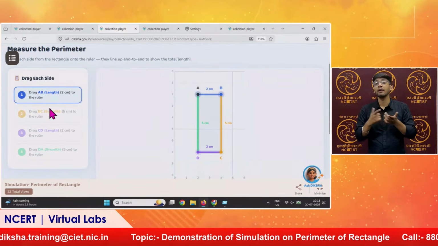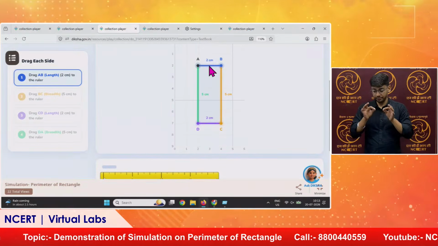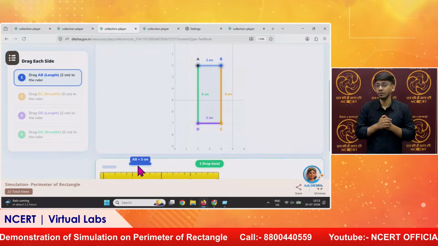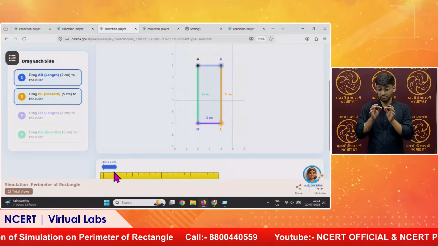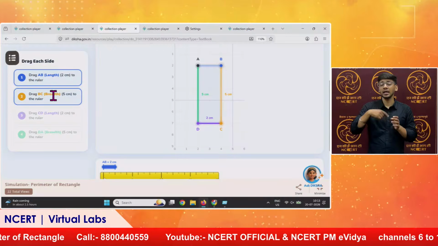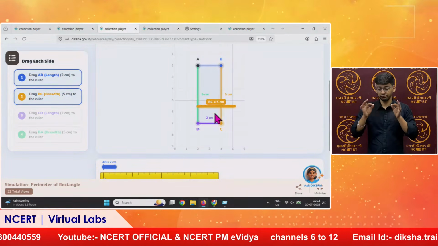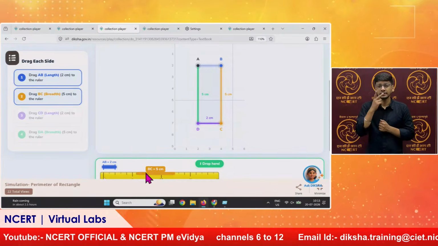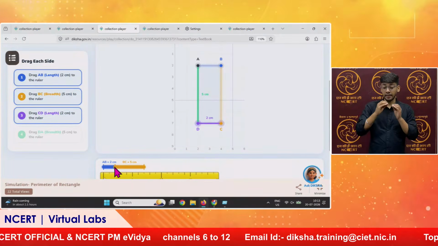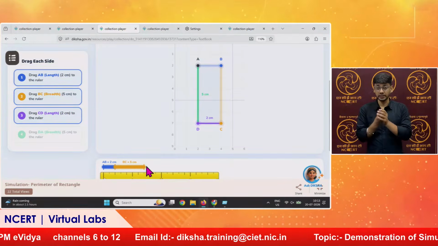Now here we can see we have to drag this AB line to the ruler. So we just drag this AB line here. Now it is 2 centimeter. Again, the instruction says that we have to drag the line BC to the ruler. So this is our BC and we have to drag it here. Now we can see it becomes 2 plus 5. So now the total length is 7 centimeter.